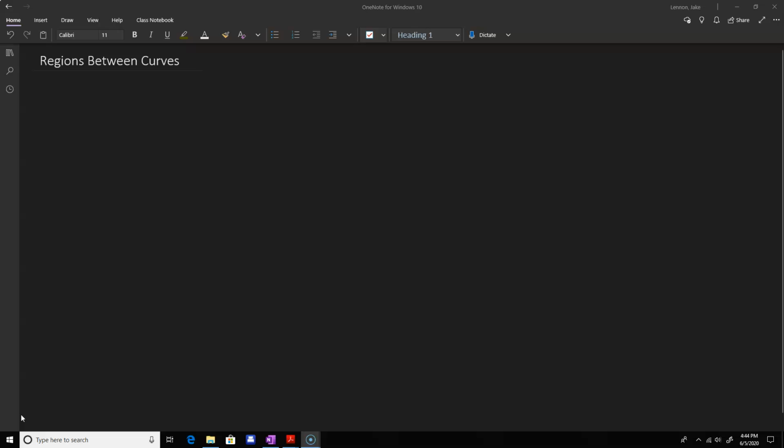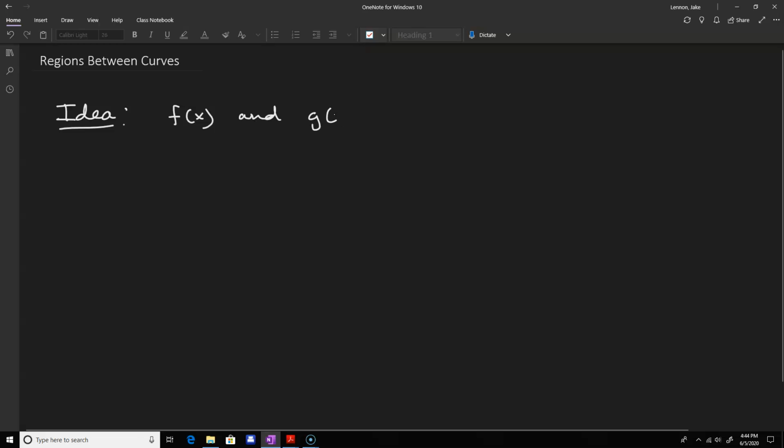So the basic idea isn't that difficult. Really what's going to happen is we're just going to look at a bunch of examples and see what's going on. But let's say we have two curves, f of x and g of x. And let's suppose f is the curve that's on top, so f of x is greater than or equal to g of x on some interval I.